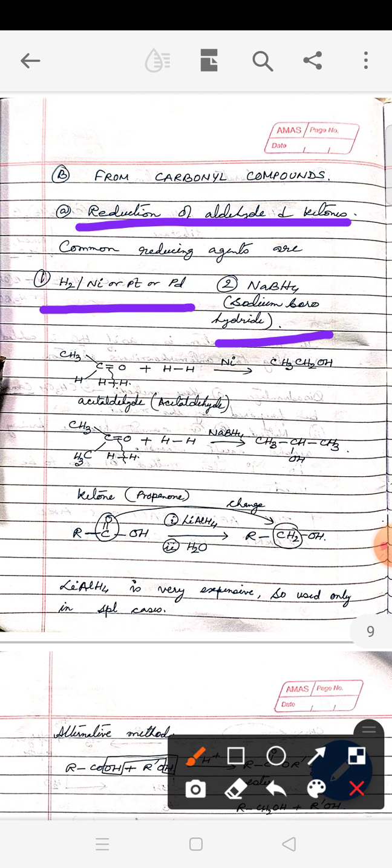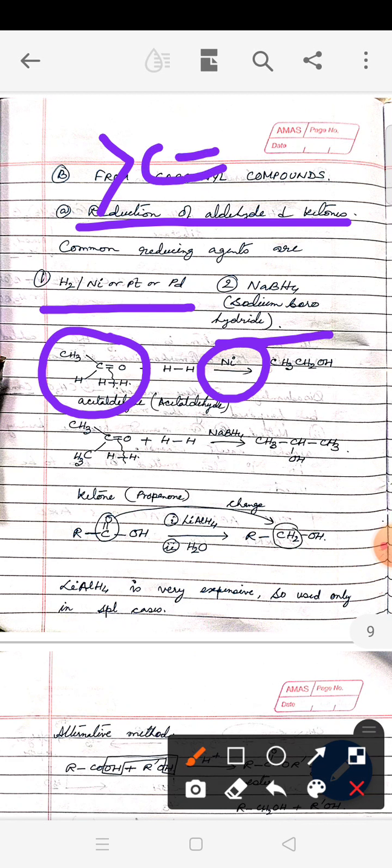Alright, so let us look at this example. We have taken acetaldehyde, CH3CHO, the way we have written you can see, and we are adding hydrogen in presence of any of the catalysts. I have chosen nickel here. You can take platinum or palladium also. Now across this double bond, C double bond O, when we add hydrogen, the pi bond of C double bond O breaks and the bond between hydrogen and hydrogen also breaks. So this C takes up this H and this O takes up this H, and the double bond changes to single bond.